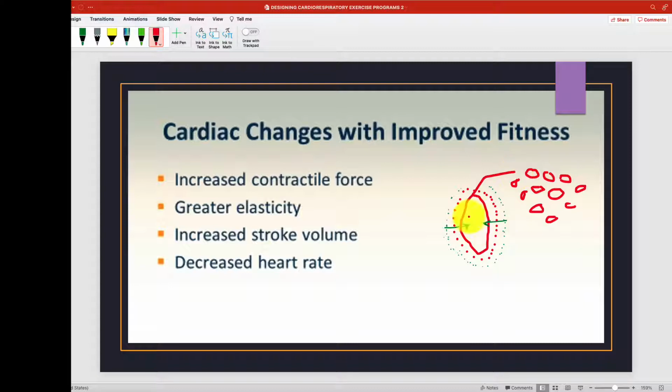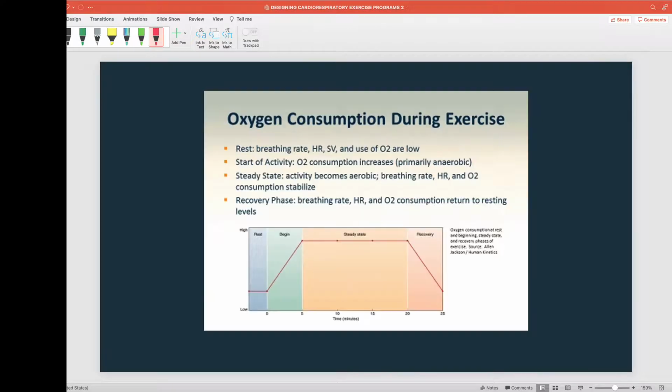Into the circulation. That's what happens when we get more blood volume. We get greater elasticity. Think of a rubber band: if we pulled a rubber band this far back and snapped it, that'd be great, but if we pulled it this far back, we'd get even more. This is what's increasing stroke volume. And the same mechanism is what's going to decrease your heart rate, because your heart is becoming more efficient at pumping.